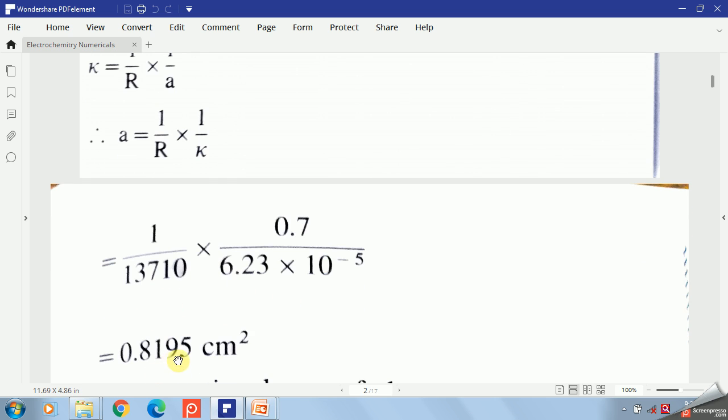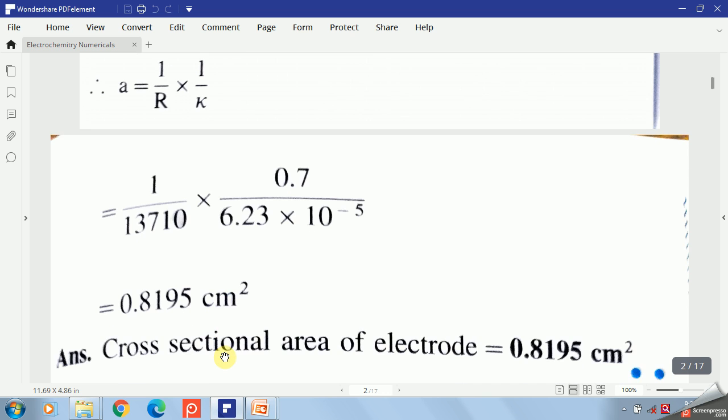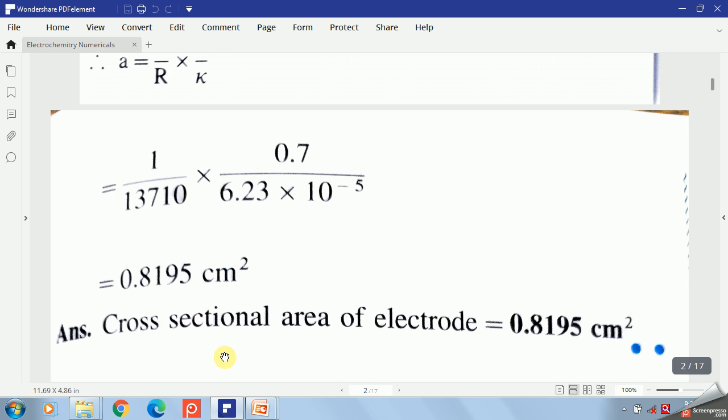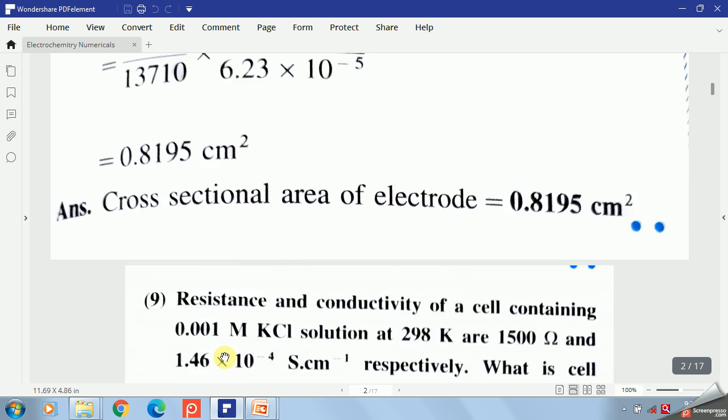Your answer is 0.8195 centimeter divided by centimeter inverse, so that is centimeter square. So the cross sectional area of the electrode is 0.8195 centimeter square. Now let us see the next numerical.